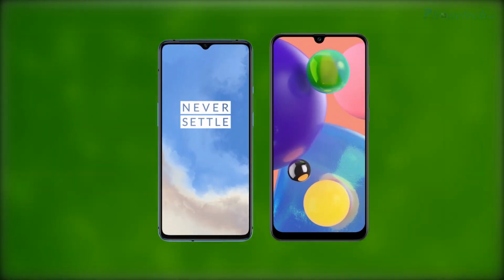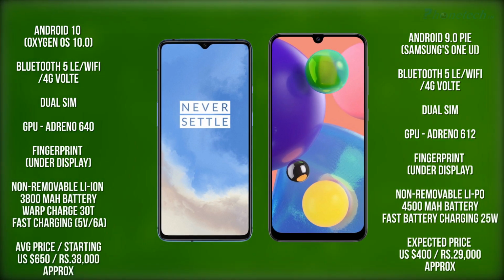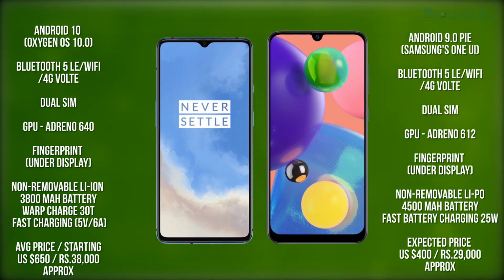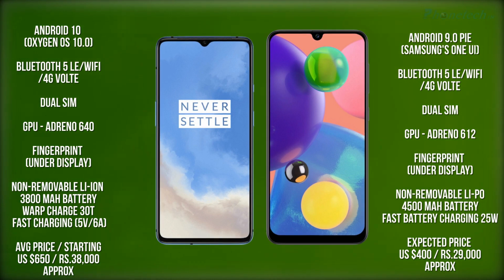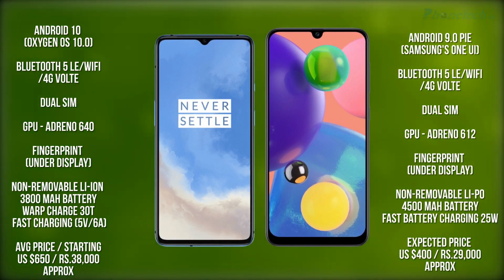Now guys, give a look at some other specifications. OnePlus 70 has Android 10 and Samsung Galaxy A70s has Android 9, and both smartphones come with dual SIM option. And talk about the GPU, OnePlus 70 has an Adreno 640 and Samsung Galaxy A70s has an Adreno 612, and both smartphones have a fingerprint sensor on the display.